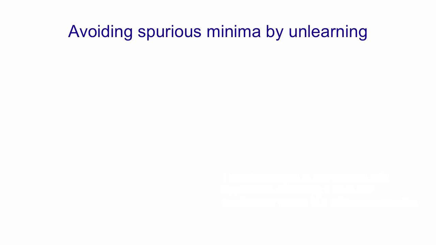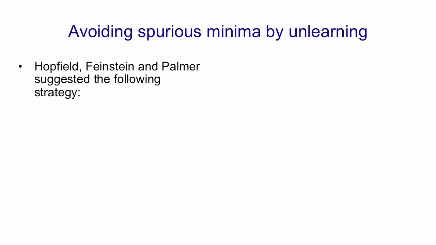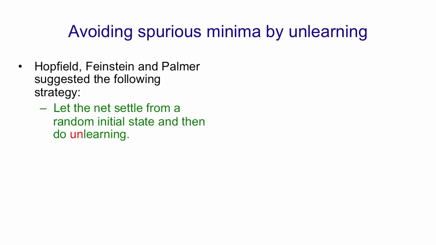One very interesting idea that came out of thinking about how to improve the capacity of a Hopfield net is the idea of unlearning. This was first suggested by Hopfield, Feinstein and Palmer, who suggested the following strategy. You let the net settle from a random initial state, and then you do unlearning. That is, whatever binary state it settles to, you apply the opposite of the storage rule. I think you can see that with the previous example, that red merged minimum, if you let the net settle there and did some unlearning on that merged minimum, you'd get back the two separate minima, because you'd pull up that red point.